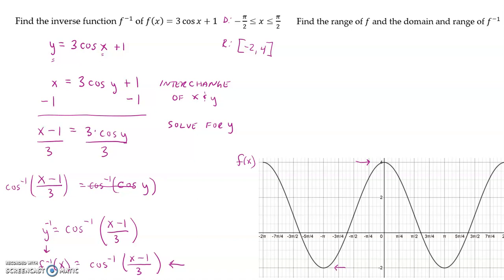So now if we want to find the domain and range of our inverse function, keep in mind the domain for our inverse is the exact same piece as the range of our original. So from -2 to 4. And our range should come from that domain of the original. So we were looking at x values between -pi/2 and pi/2.